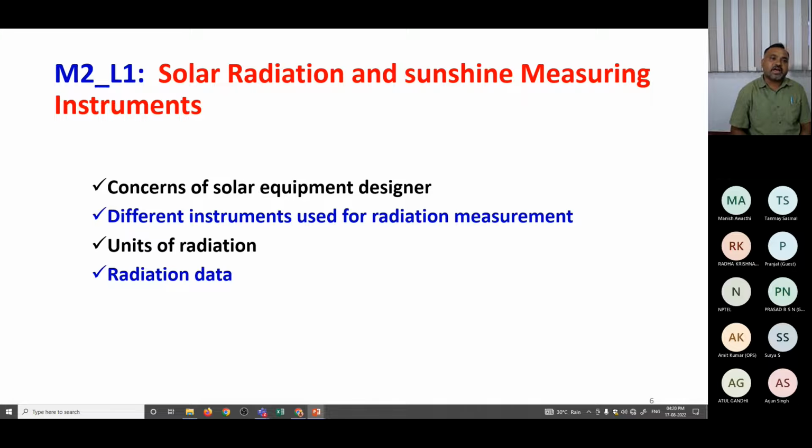And in lecture 1 of module 2, we have basically covered solar radiation and sunshine measuring instruments, like what kind of instruments are used for measurement of different solar radiations. And also we have covered the concerns of solar equipment designer, then units of radiation, and then radiation data. What kind of radiation data we normally need for analysis, and what are the units we use for representing the solar radiation.